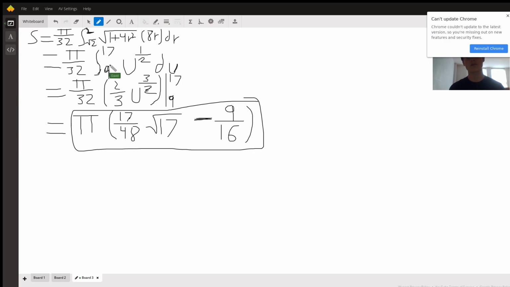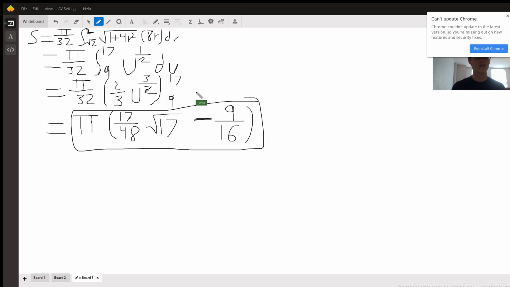We have to alter the boundaries during the substitution, of course, letting them now be the values of u rather than the values of the original r as we had before. And we must multiply by 2/3, as that's the constant required to make 2/3 u to the 3/2 an antiderivative of u to the 1/2.